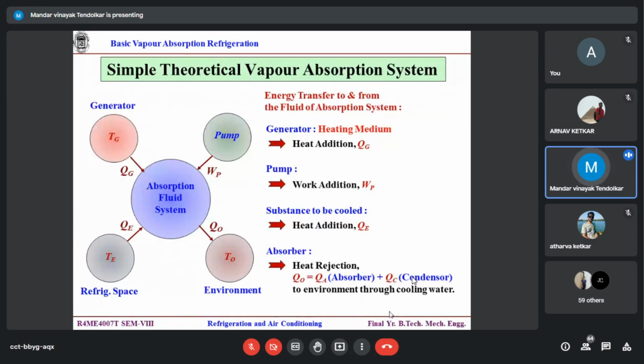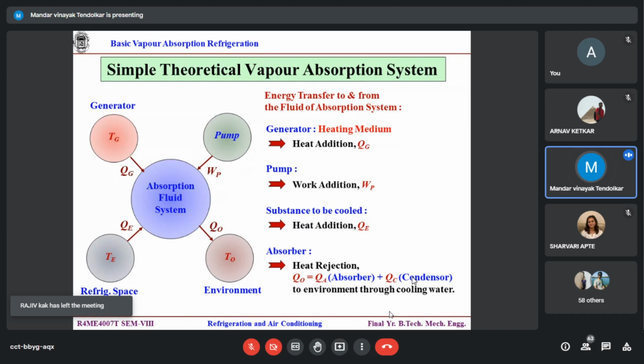There are two parts as we discussed. One is the absorber heat rejection, the other is the condenser heat rejection. And both are rejecting to the atmosphere, so I can write down Q naught, and T naught of course. Temperature is T naught, environmental temperature. And whatever cumulative QA and QC, that is the total heat rejected. I have nothing to do with the heat rejection. I am interested in QE. That is my desired refrigeration effect. And WP and QG, because that is my input.